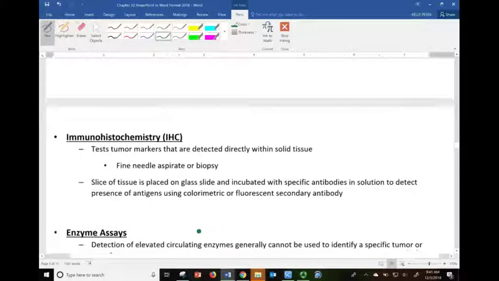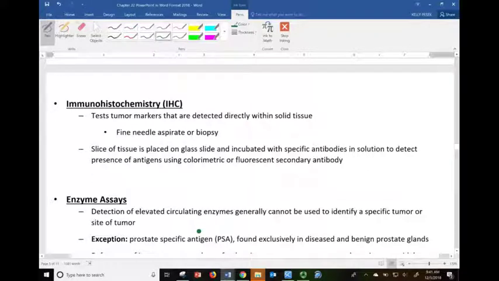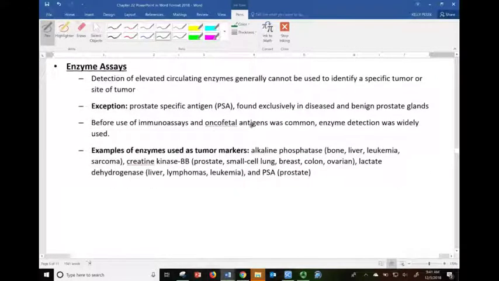Then we have immunohistochemistry. So tumor markers that are detected directly within solid tissues by collecting a fine needle aspirate or a biopsy from the patient. A slice of tissue is placed on a glass slide and incubated with specific antibodies in a solution to detect the presence of antigens using colorimetric or fluorescent secondary antibodies. So those are in histology, on the tissue itself.